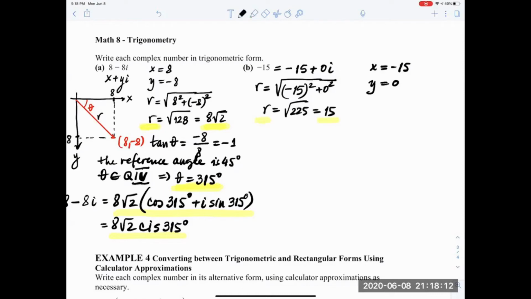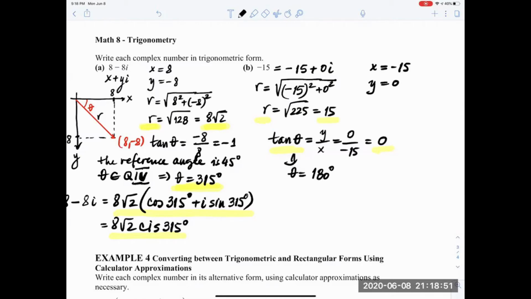The next step again is to identify the theta. So if you really look at it, tangent of theta is y over x, and y was 0, and x is negative 15. 0 divided by any number is 0. So if you look at your unit circle, where is theta equal to 0? So theta equals 0 for 180 degrees.